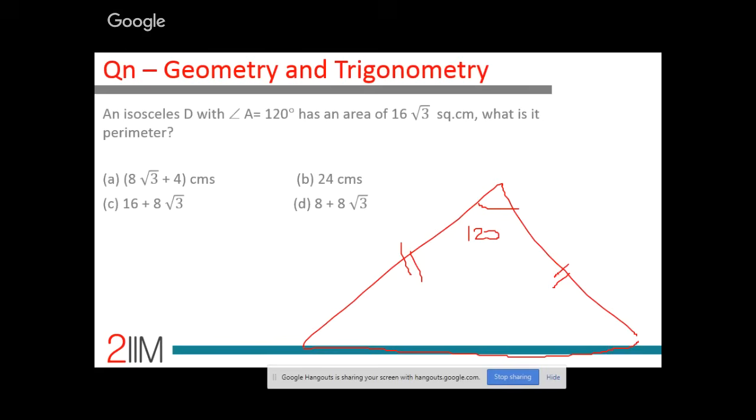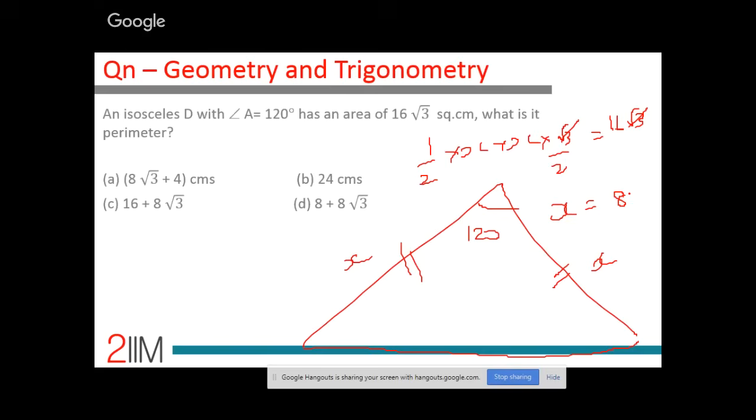So what is sine 120? Root 3 by 2. So these two are equal. So area is nothing but, if you call this x, this is x, half into x into x into root 3 by 2 equals 16 root 3. Root 3 gets knocked off. 16 into 2 is x square, or x should be 16 into 4, 64 is x square, x is 8.